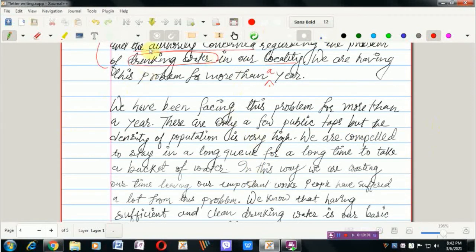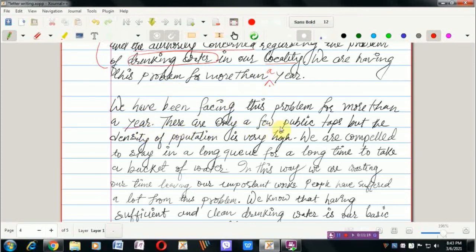Now in the second paragraph we have to talk about the problem in detail. So we have to talk about the main cause of the water problem, and we also have to talk about other problems caused by this problem, and other things related to this problem. So we have been facing this problem in our area for more than one year.